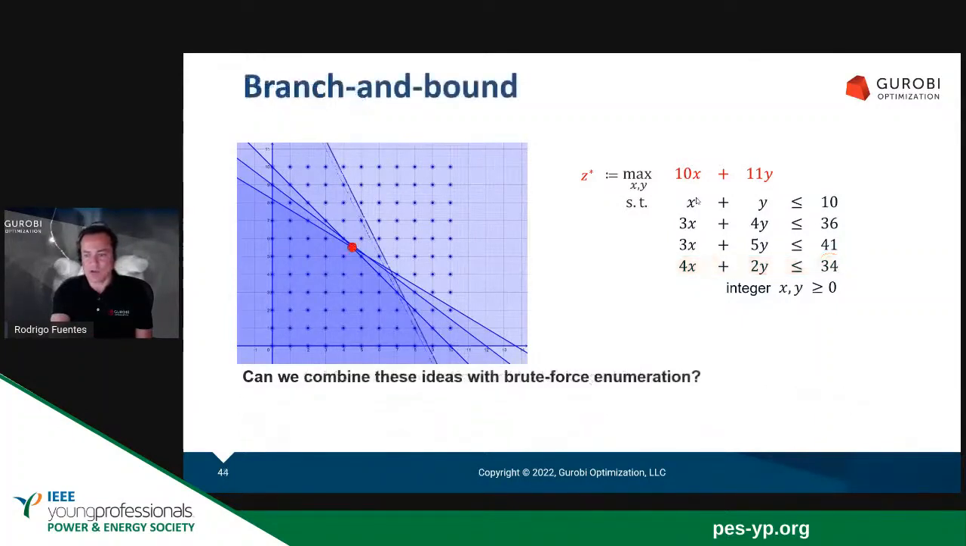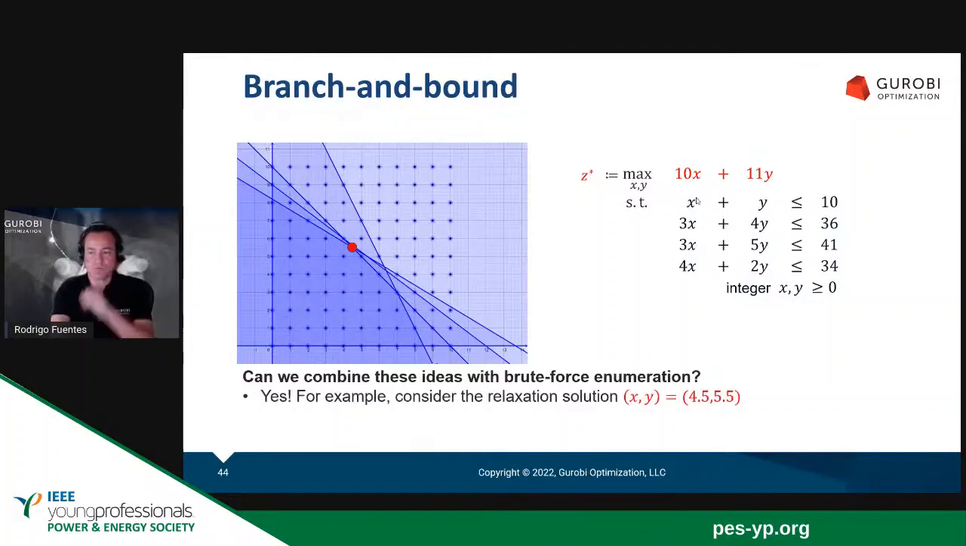How would we combine the ideas that we have talked about to solve this problem? How can we use some sort of systematic enumeration to improve the solution time of a problem like this? We're going to go back to this example just to present some ideas that in this case are not going to make a big difference because it's a small example, but in most cases that's what we use. So let's take the solution that we had of the relaxation, which was 4.5 and 5.5, and let's see what we can do with it.